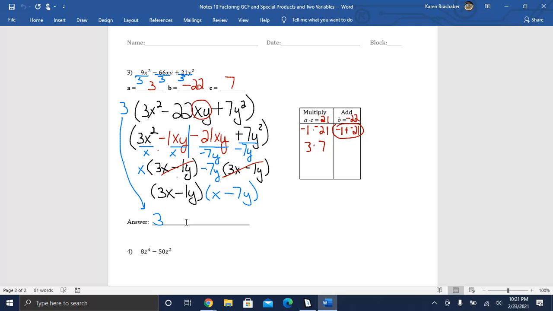And so when you write your final answer, you'll have your greatest common factor of 3, and then you'll have 3x minus, now I've been writing 1y, but really you could just write y, and then x minus 7y. So you may have some problems that have two variables. You need to make sure that your middle terms have those two variables in them. And then we have one last example.